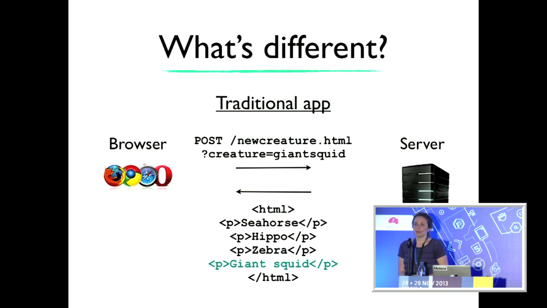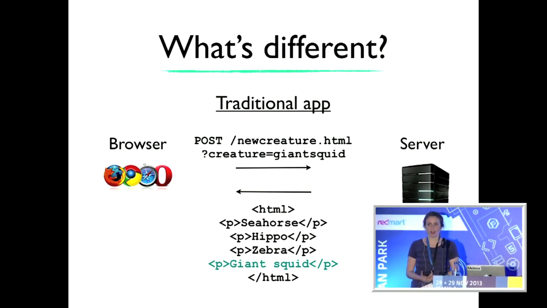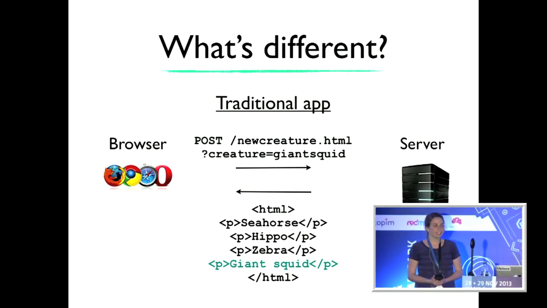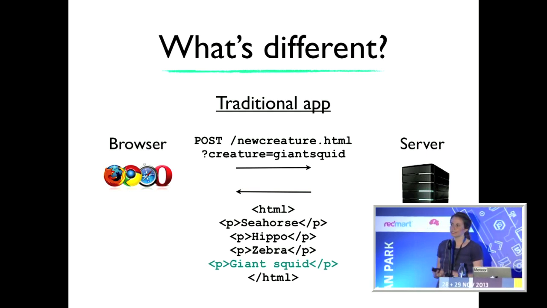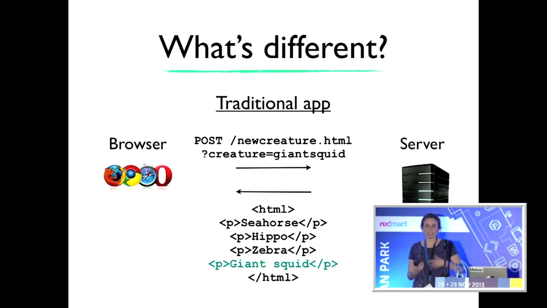Another difference is when you start writing data. So when you start making changes to data on the server, in a traditional request response style app, you generally send an HTTP post request where you say, this is the new creature I want to add. And the server goes off and does some work, maybe writes to the database, and then it comes back and it says, OK, I added that. And here's the updated HTML with your new creature in it.